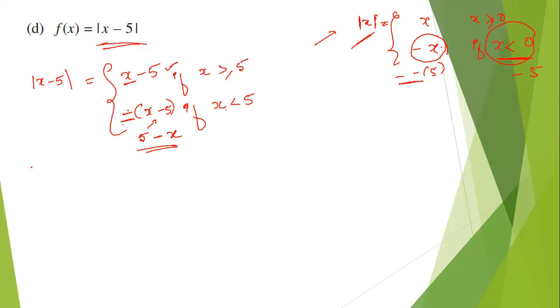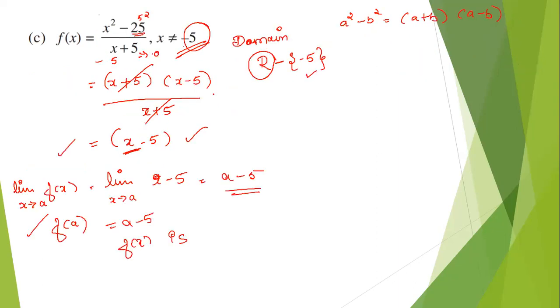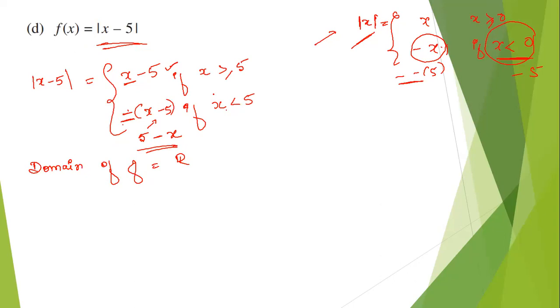So now what is the domain here? What will be the domain here? Domain will be entire real number system, isn't it? Do we need to exclude any number? No. We can take the entire real number system since it is a polynomial.